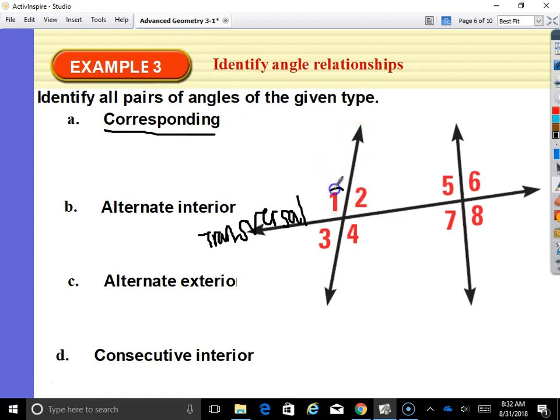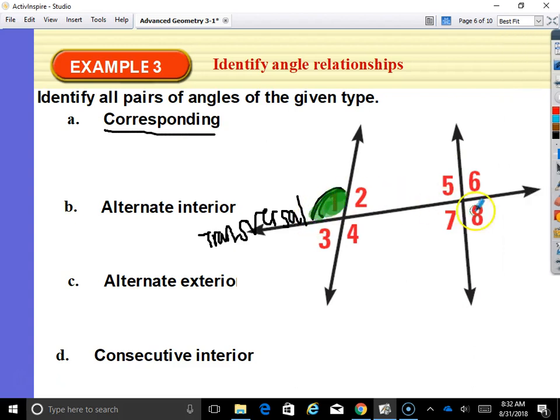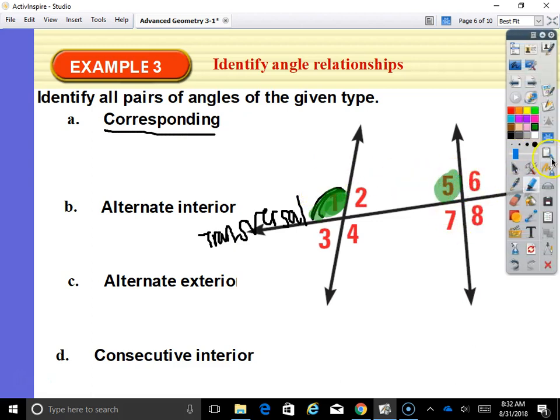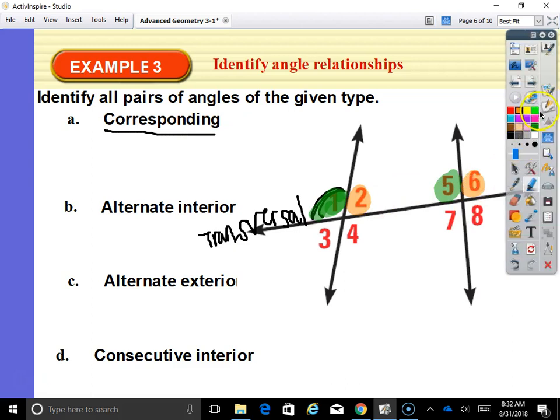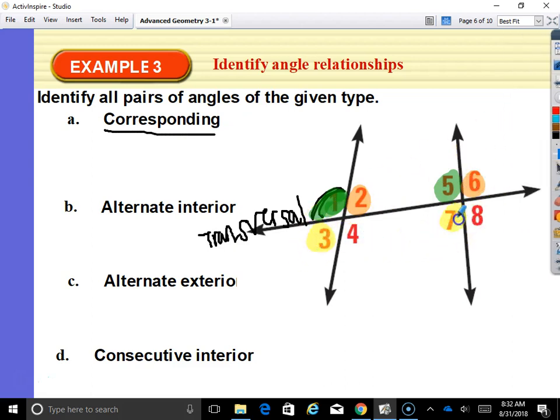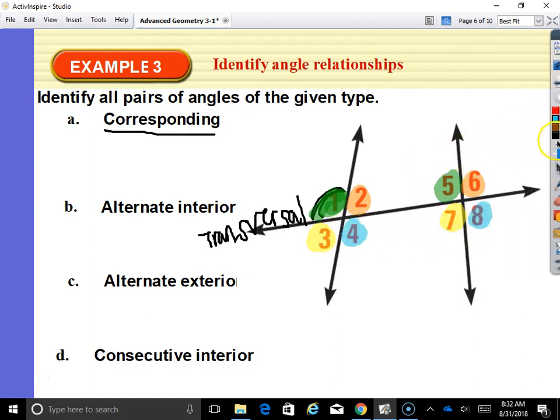So like 1 corresponds with who? Above the transversal to the left of the line. 1 and 5. 2 corresponds with above to the right, 2 and 6. 3 and 7, good job. 4 and 8 are corresponding, good.